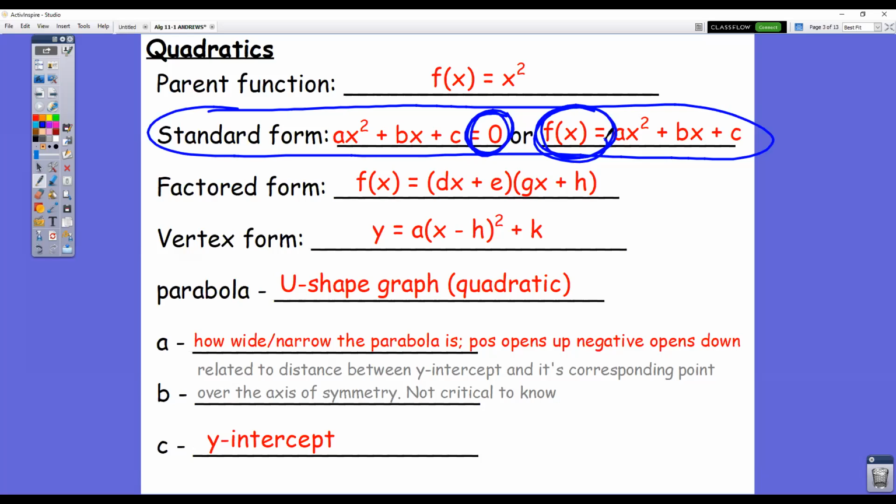That's standard form. If we did a quick example of this, it might say 2x squared minus 4x plus 5 equals 0. You might have something that looks like that. That's an answer that's in standard form. Your biggest exponent has to go first.